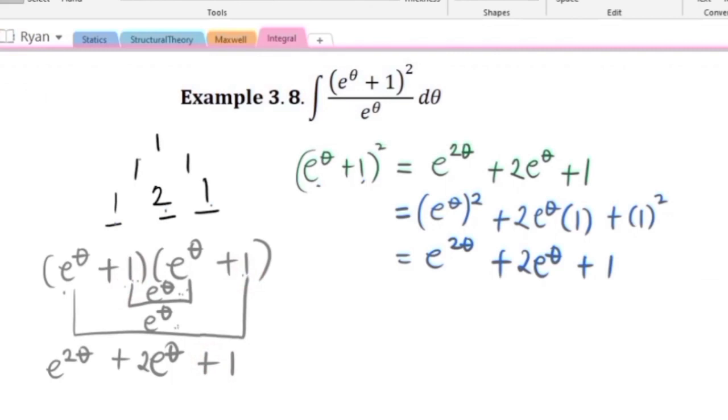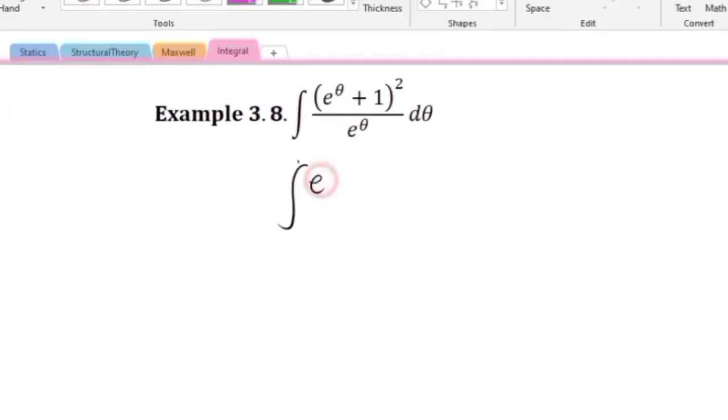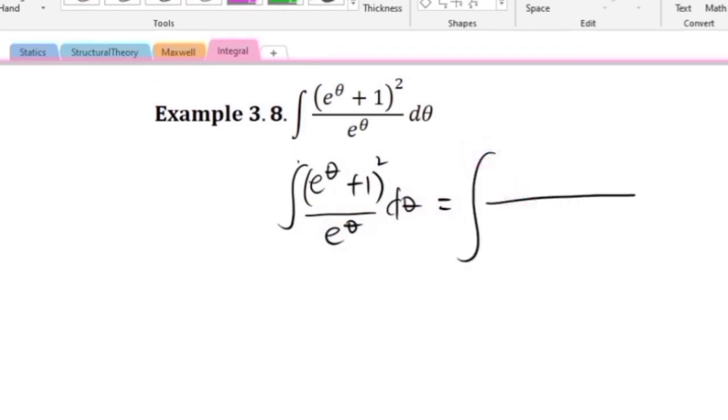So it's up to you kung paano mo kukunin yung expansion nito, as long as tama yung sagot mo. Okay, so let's proceed. The integral of e raised to theta plus 1 squared over e raised to theta d theta is equal to the integral, so yung binomial expansion natin kanina, e raised to 2 theta plus 2 e theta plus 1. d theta over e raised to theta.